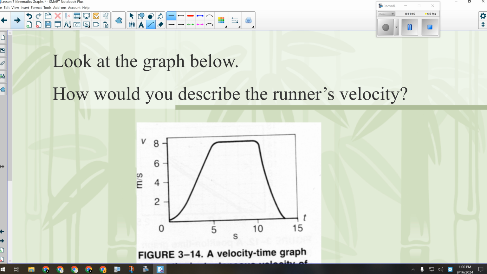So this is a graph of a person running a race. This is not an overly fast person. So what's going on in the first 5 seconds here? So this part of the graph.